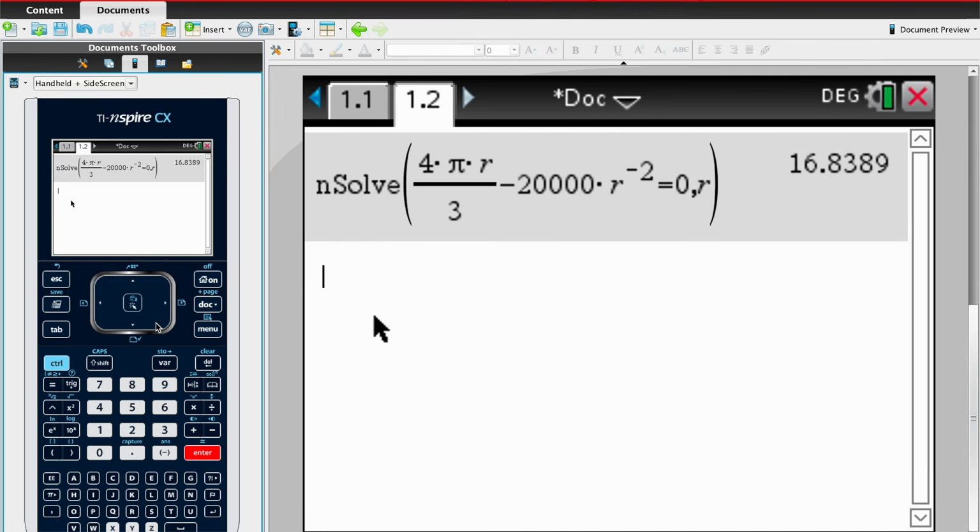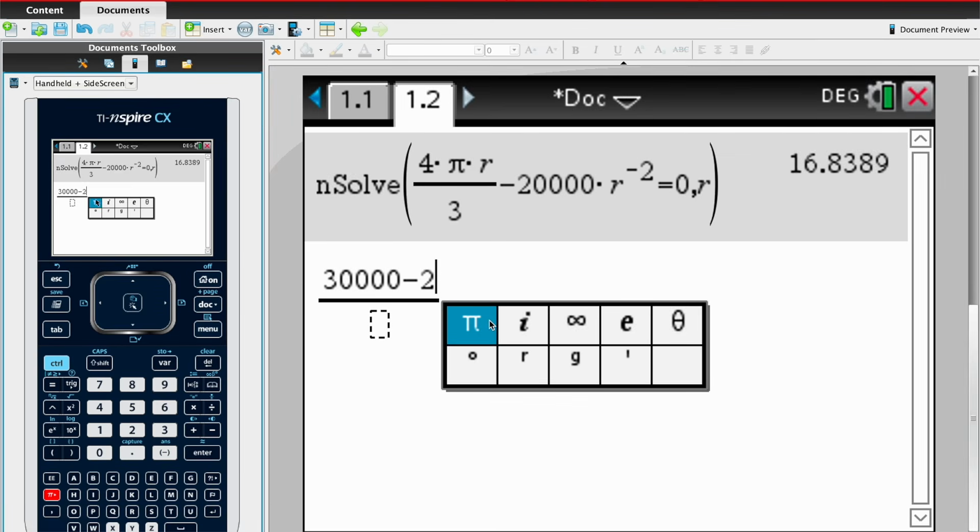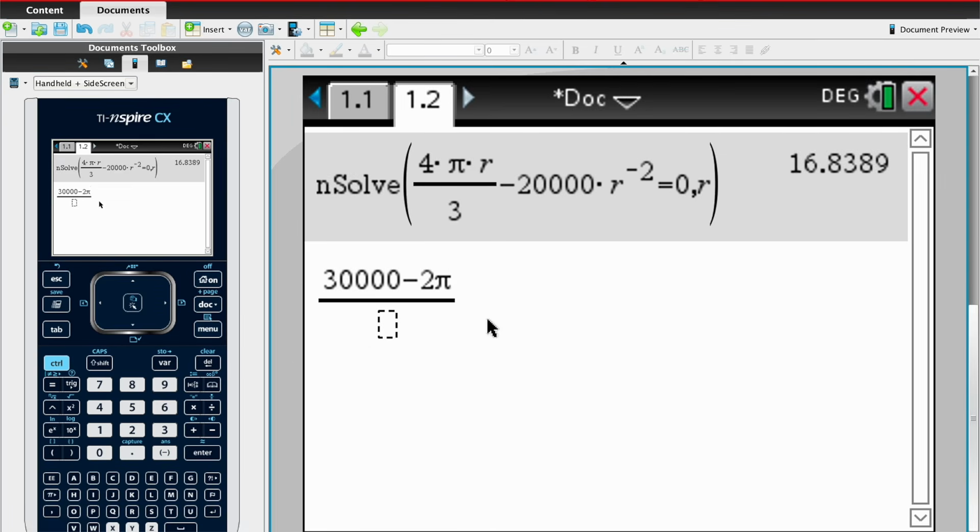So set up a fraction, 30,000 minus 2 pi, and then r. Might be nice to actually just copy paste this to get all of the decimals, but I don't know if you would have that chance on an actual exam or using your handhelds. So let's just use what we have here.